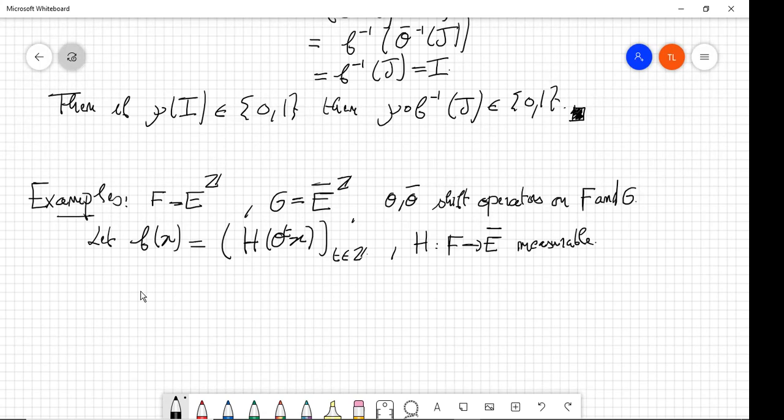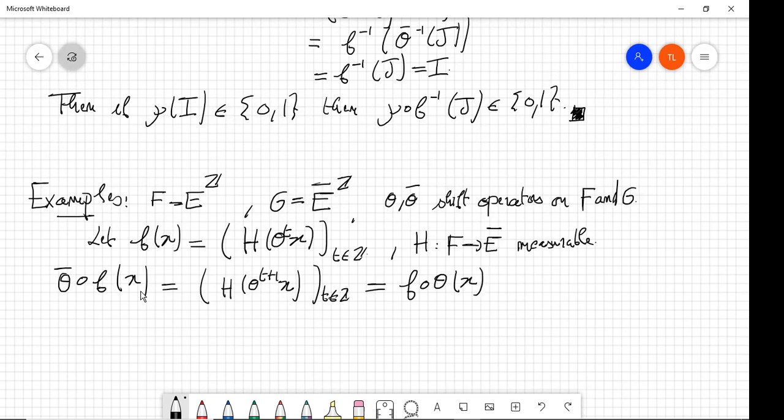And if you look at this kind of situation, when you take the composition between theta bar and F of X, you simply shift this expression. So you obtain H of theta T plus 1 of X. And this is simply the composition of F and theta of X. Okay, so here you simply shift this quantity, and here you start to shift this quantity, but it is exactly the same result. So you have the compatibility condition, and the important consequence is the following.